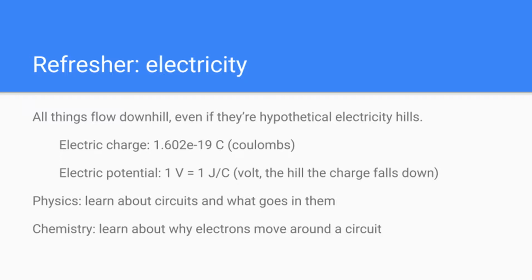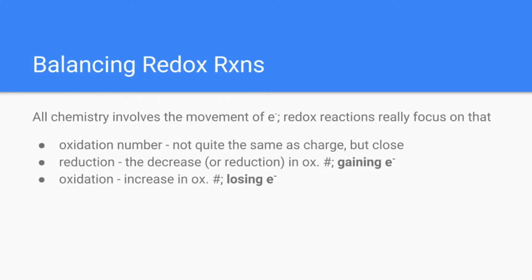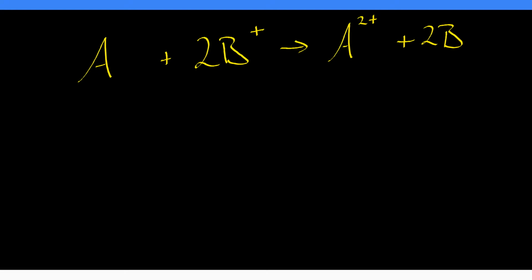In physics, you learn about circuits and what goes in them, things like resistors and capacitors and things like that. In chemistry, you learn about the battery, why the electrons are traveling around the circuit. Now, redox reactions are the heart of the battery. Redox stands for reduction and oxidation. In a redox reaction, electrons are fully transferred from one species to another.